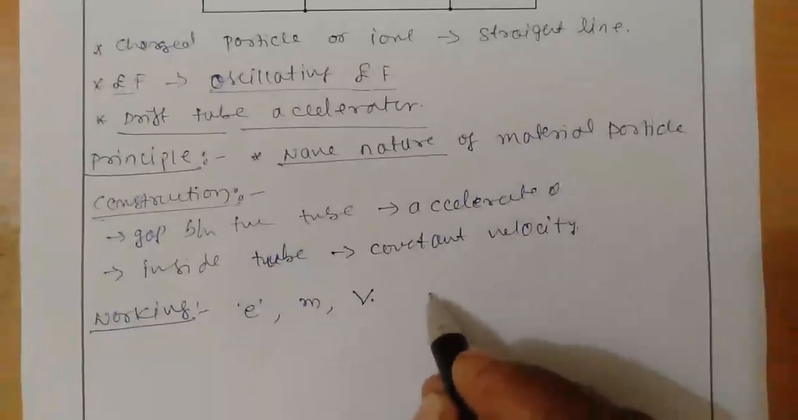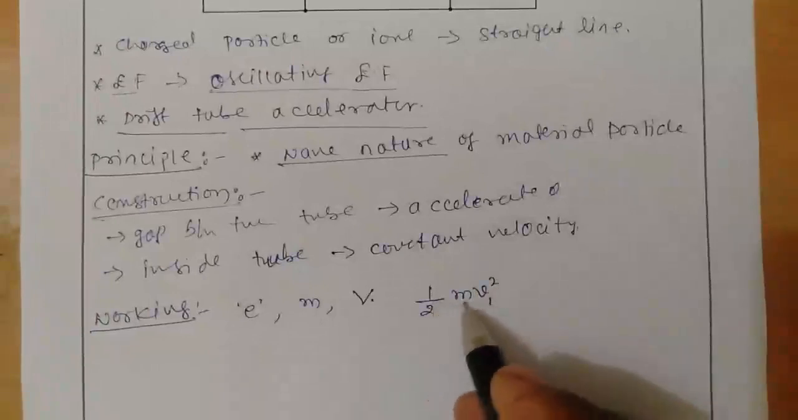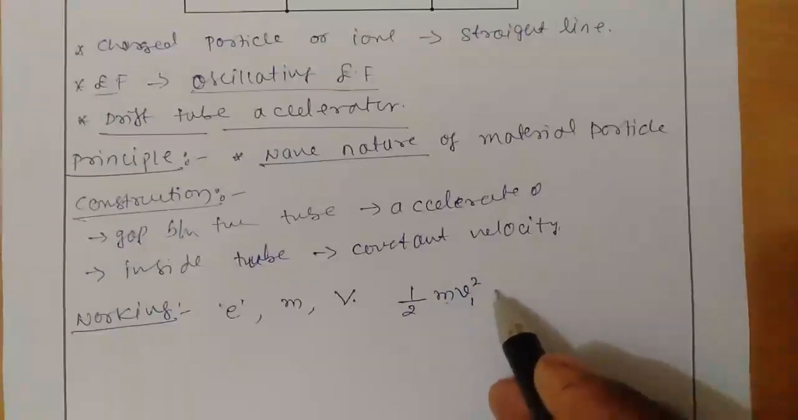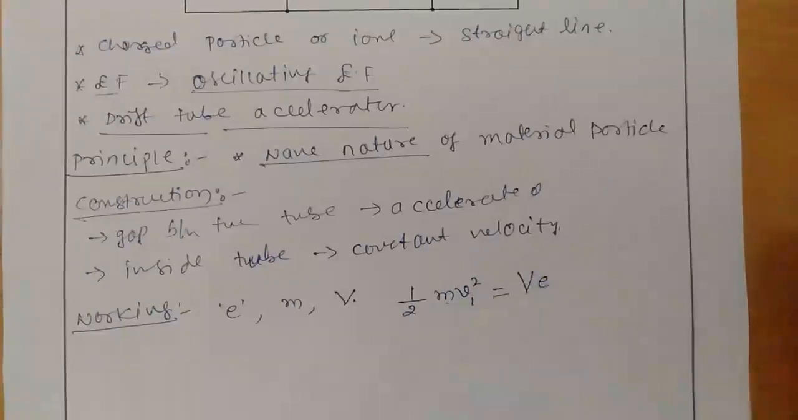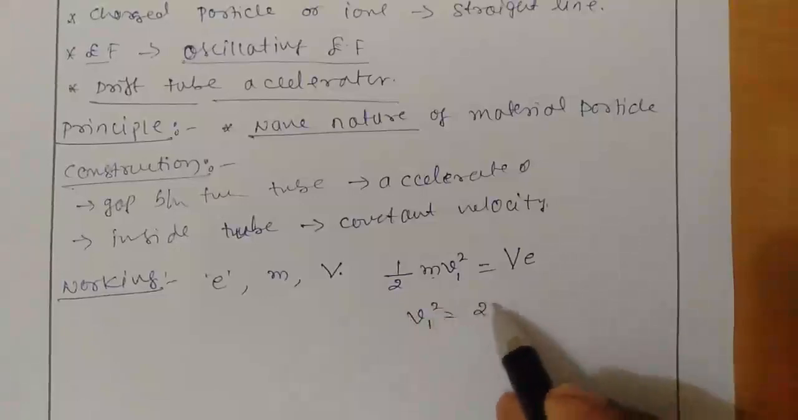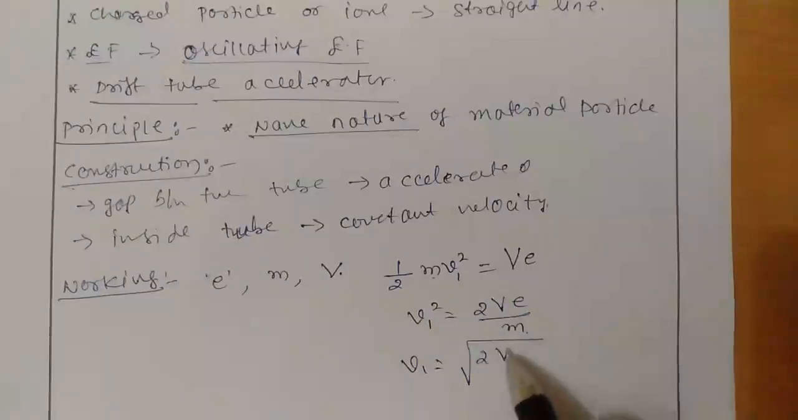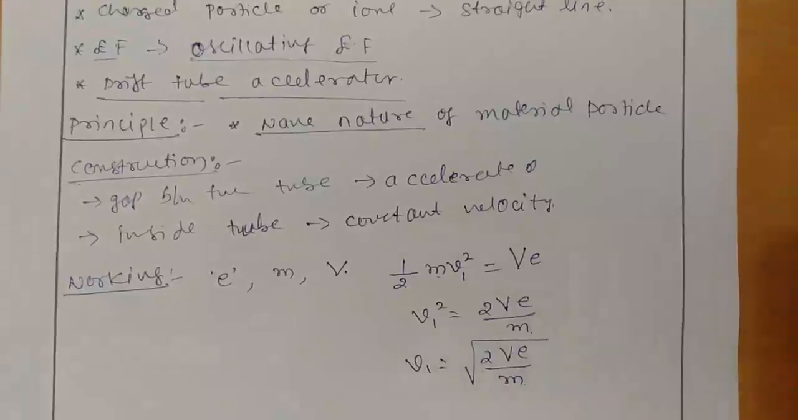Then from the law of conservation of energy, we can show that half m v1 squared, which is nothing but the kinetic energy of the charged particle, is equal to V into e, where V into e is nothing but the potential energy. We all know about this. So if I calculate the velocity, I can write v1 is equal to the square root of 2 V e divided by m. This is the velocity of the charged particle on reaching the drift tube, which has a certain length L1, let us consider.